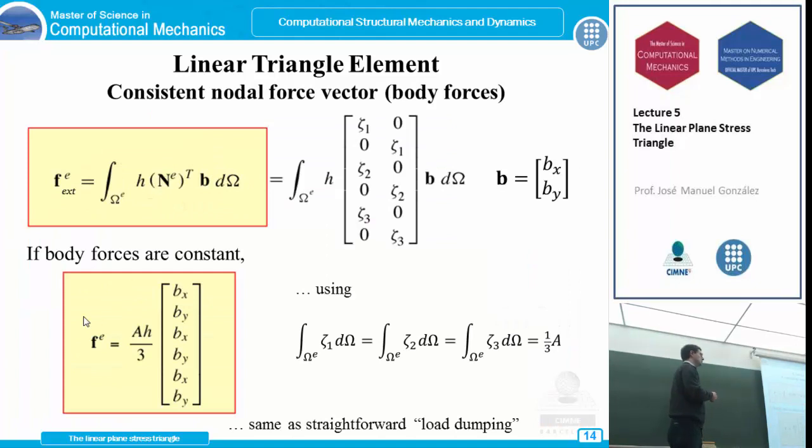And for a consistent nodal force vector, we can find similar conclusions where this shape function matrix is expressed in terms of the triangular coordinates. So this consistent nodal force vector is calculated in this way. This is the integral. We assume B is the body force per unit of volume. If we assume these body forces are constant, we can take them out of the integral, and this is the nodal force vector. Nodal force vector here when body forces are constant, taking into account that if we calculate the integral of these triangular coordinates over all the domain, it is known: it is 1/3 of the area of the triangular element.